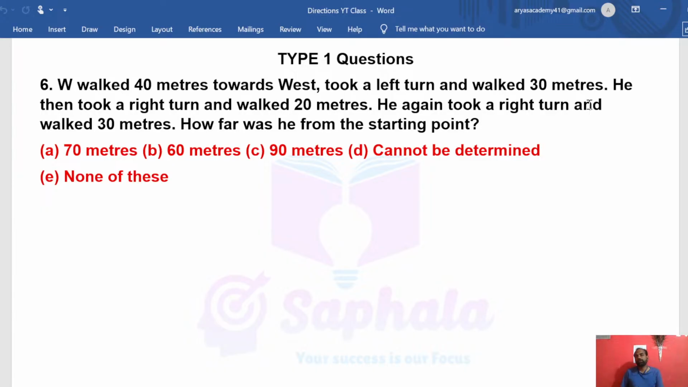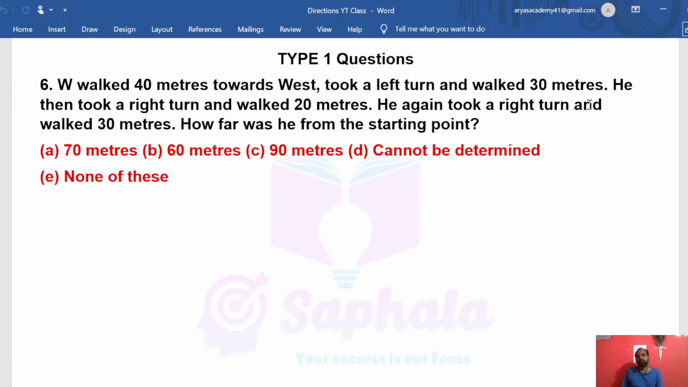W walked 40 meters towards west, took a left turn, and then walked for 30 meters again. He then took a right turn and walked for 20 meters. He again took a right turn and walked for another 30 meters. Finally, how far is he from his starting point? He started from a certain point, took several turns and walked certain distances each time. When he stopped, what is the shortest possible distance between the starting and the ending points? That is the question.